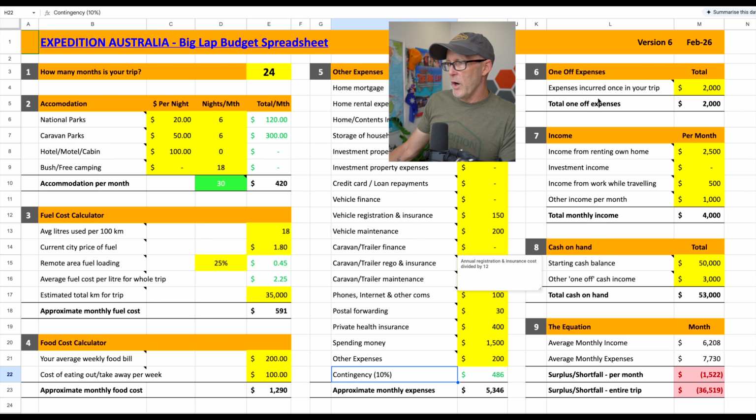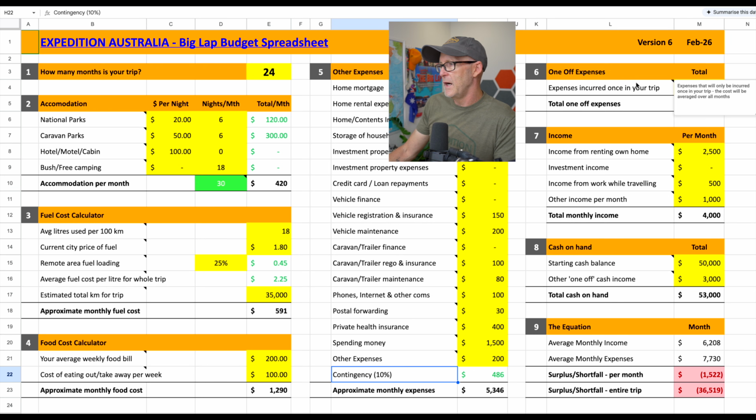All right, now we've got one-off expenses, and this is just any significant big expenses you expect to happen once off during the trip. A good example would be if you're going to go to Tasmania, the Spirit of Tasmania is going to cost you probably anything from $1,000 to $2,000 for the ferry, and that's a one-off thing. So any of those, add those up what you think they might be, and put them into that column there.